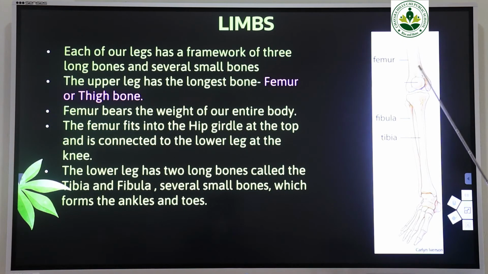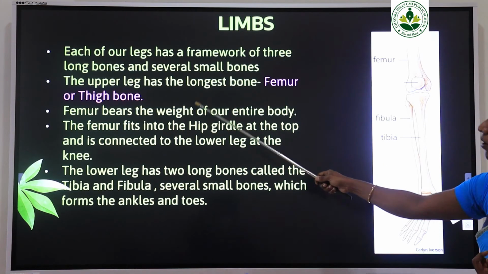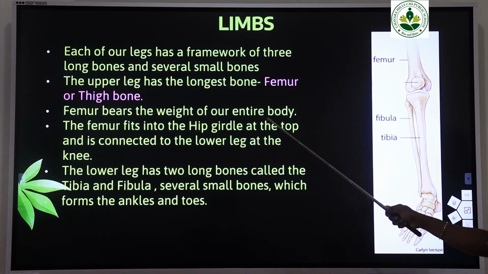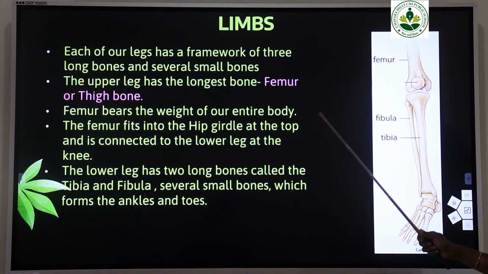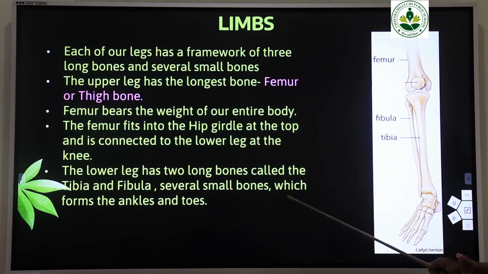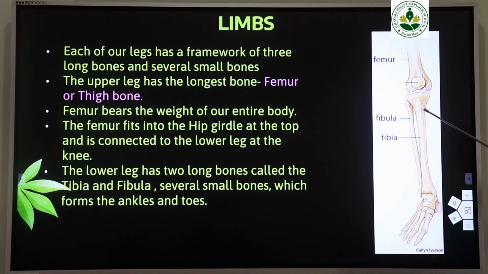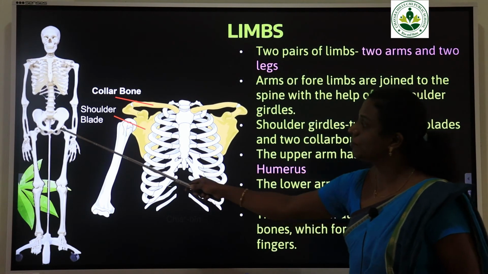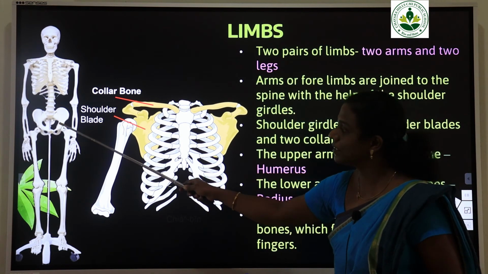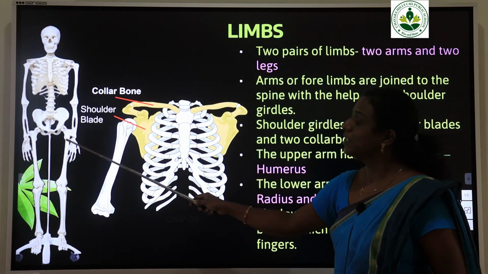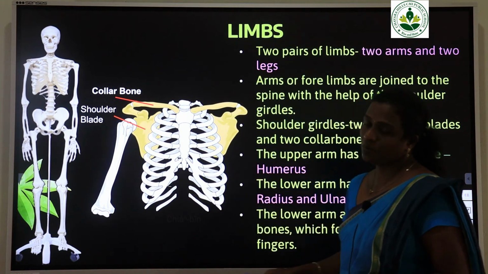The upper leg consists of a long, strong bone. It is also known as the thigh bone. The name is femur or thigh bone, and the femur bears the weight of our entire body. That is its specialty, it is very strong. The femur is connected to the hip girdle. This bone is the hip girdle portion, and the femur is connected to it.